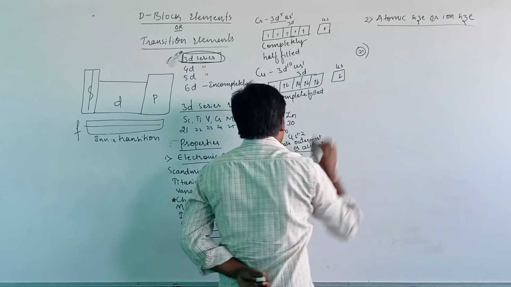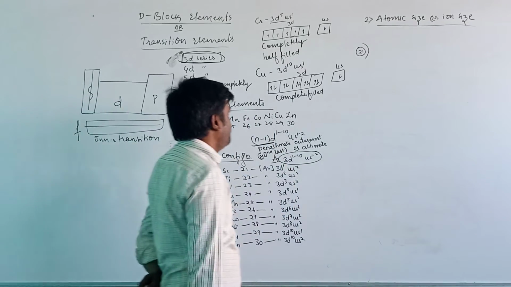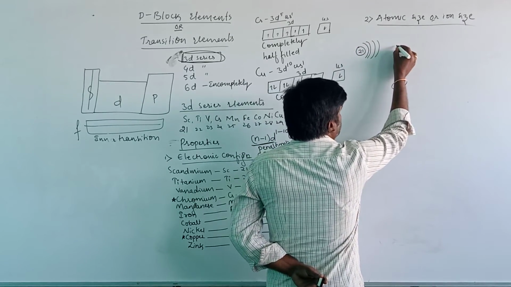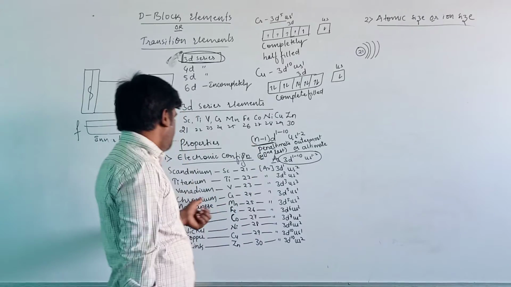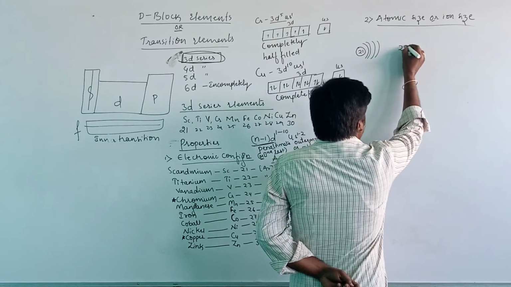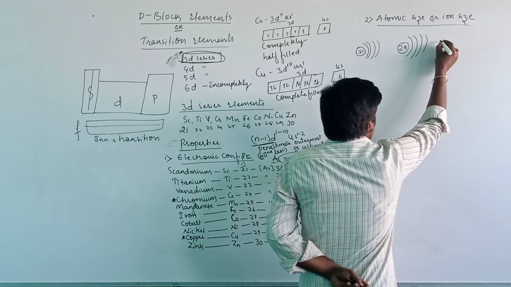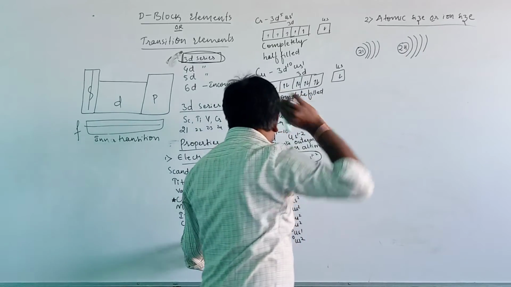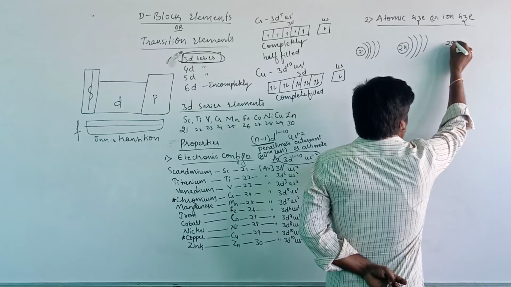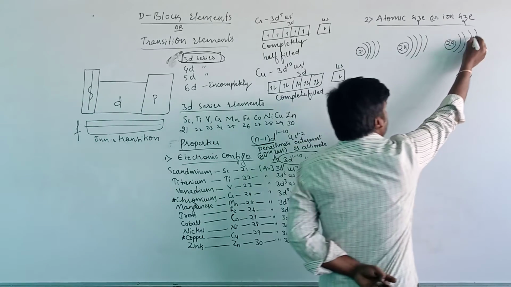The number of orbits here is 4: 1, 2, 3, 4. In scandium, the number of orbits is 4. Let us consider chromium, atomic number 24. The number of orbits is 4. And consider copper, atomic number 29. The number of orbits is the same, 4.